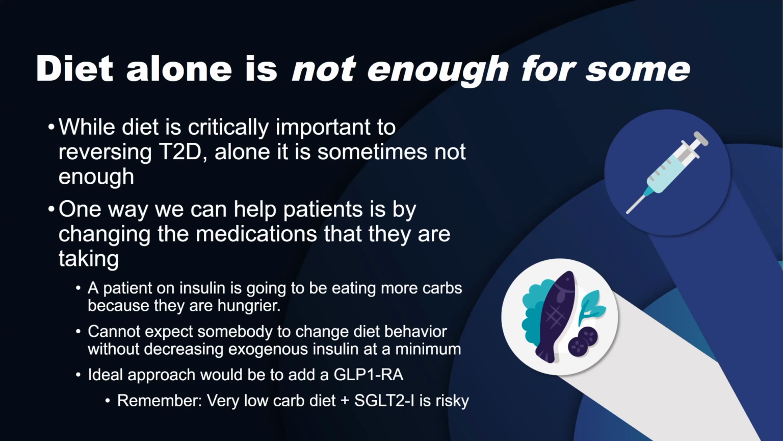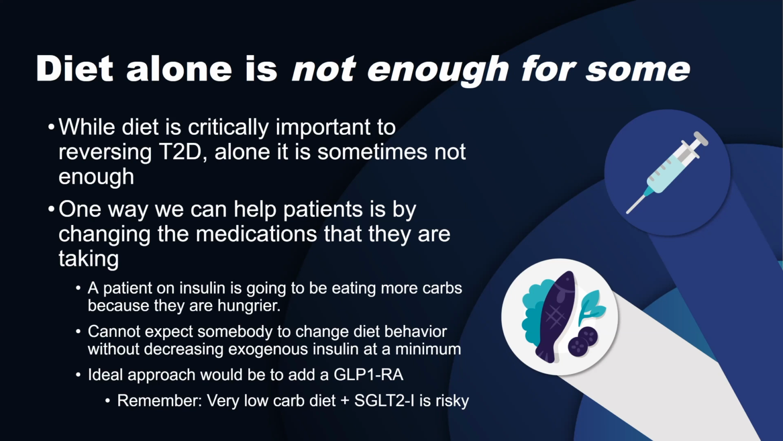So the ideal approach as we're decreasing insulin would be to start a GLP-1 receptor agonist. GLP-1 receptor agonists will help cut some of those cravings, decrease overall insulin production over time, and allow people to lose weight and decrease their insulin resistance as well.